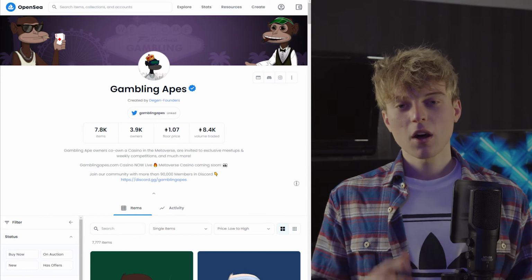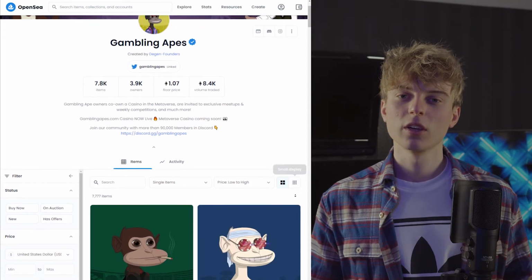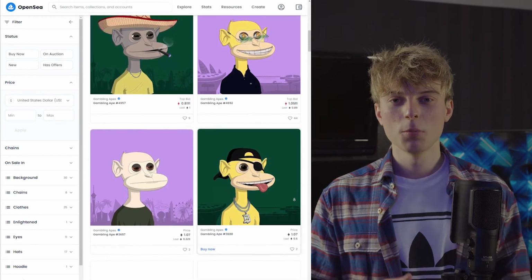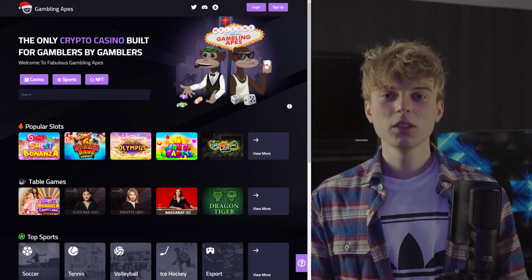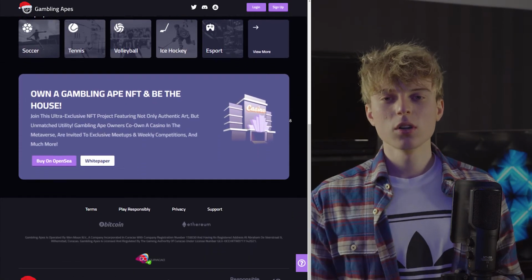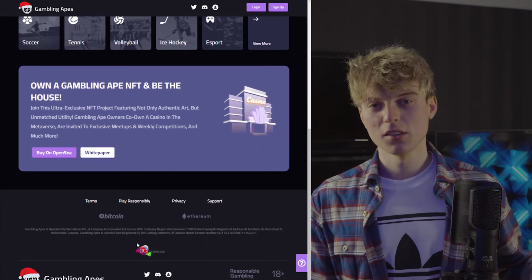So yeah, the founders of Gambling Apes have now acquired a gambling license, and they were able to open their own casino. Each NFT holder gets a percentage of the winnings from that casino. So holders of Gambling Apes don't only have a cool NFT, they also have a big advantage. They make money with their NFTs.